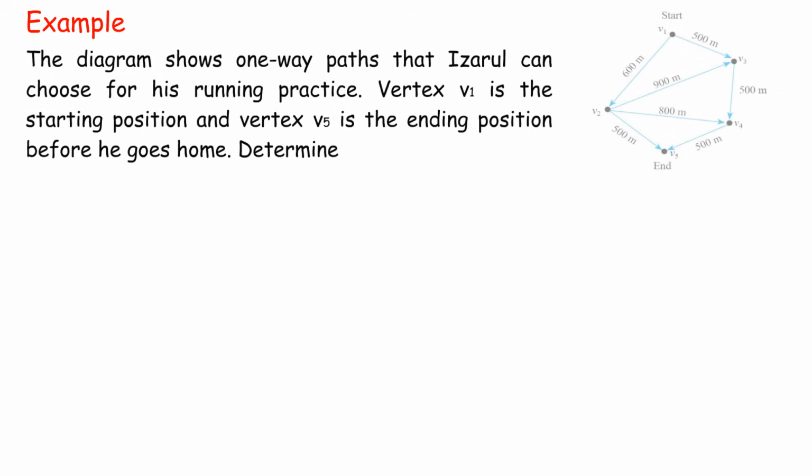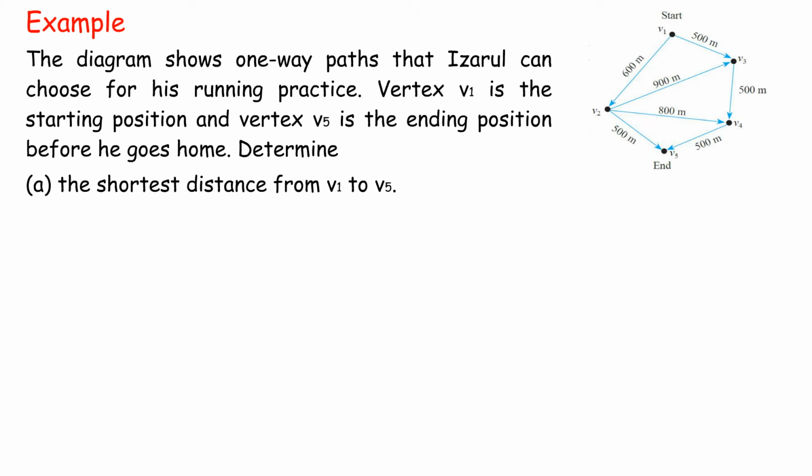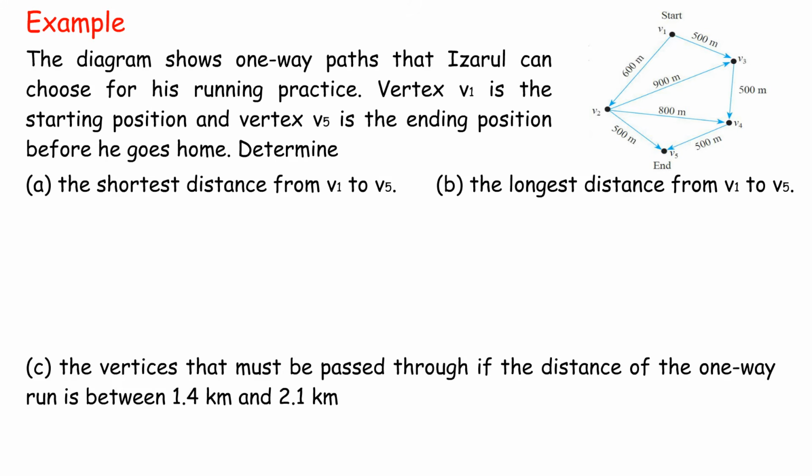Example: the diagram shows one-way paths that Israel can choose for his running practice. Vertex V1 is the starting position and vertex V5 is the ending position, before he goes home. Determine A, the shortest distance from V1 to V5. B, the longest distance from V1 to V5. C, the vertices that must be passed through if the distance of the one-way run is between 1.4 kilometers and 2.1 kilometers.